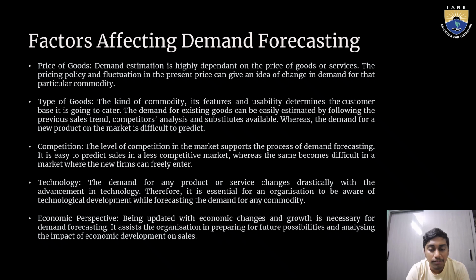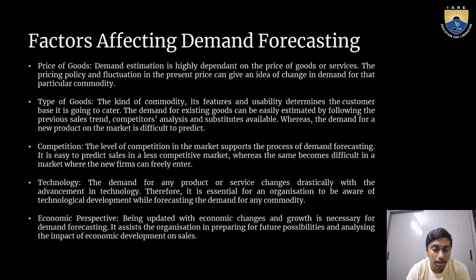Technology. The demand for any product or service changes drastically with the advancement in technology. Therefore, it is essential for an organization to be aware of technological development while forecasting the demand for any commodity.